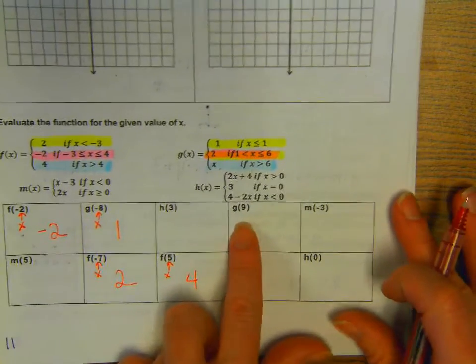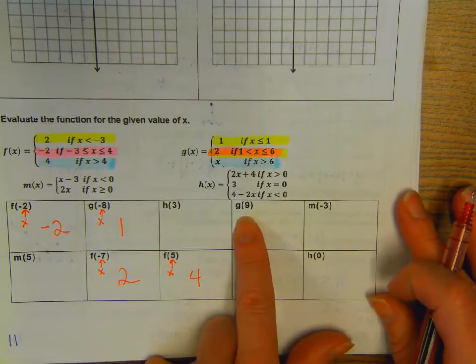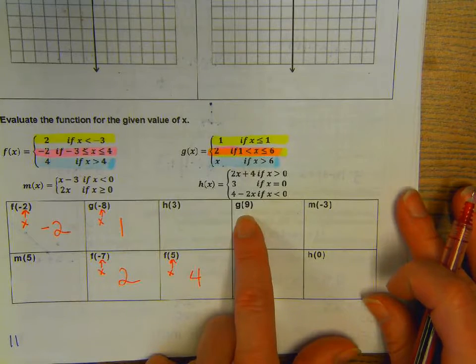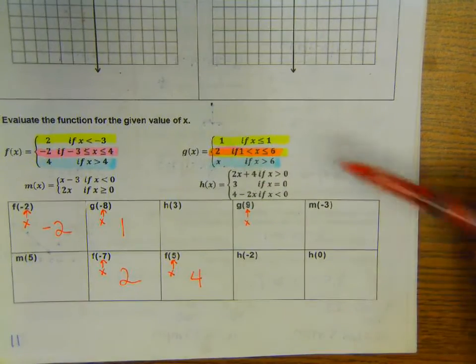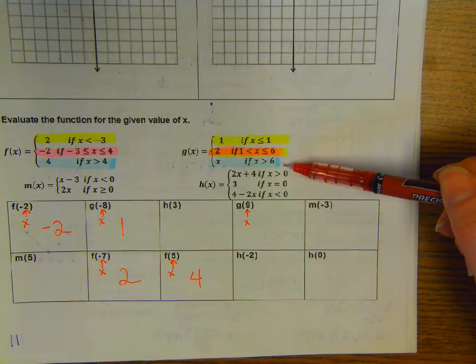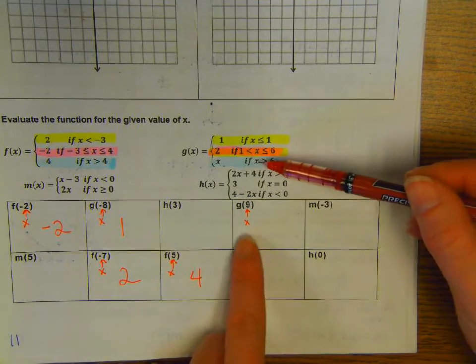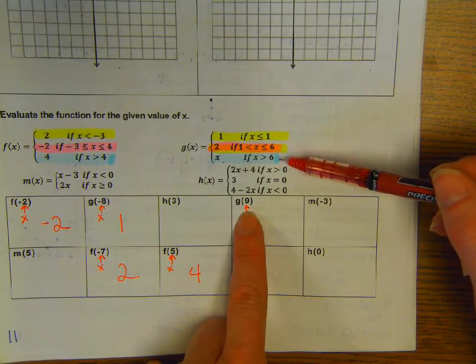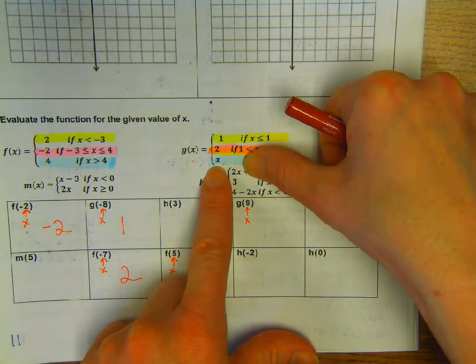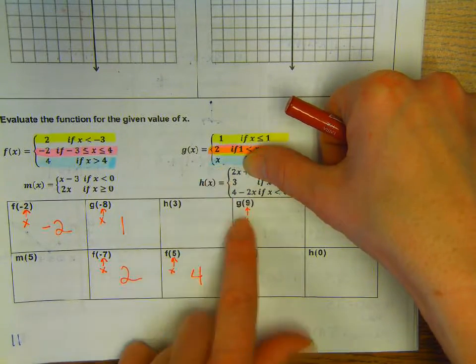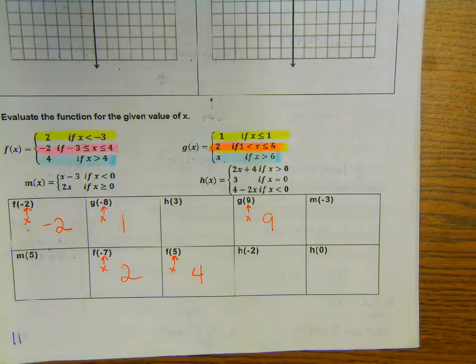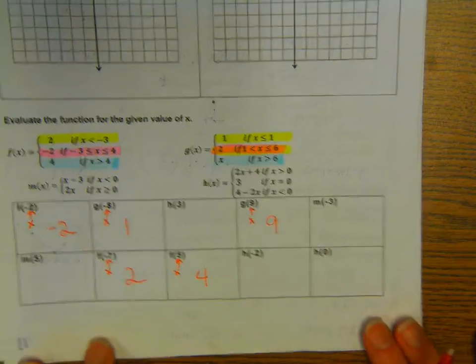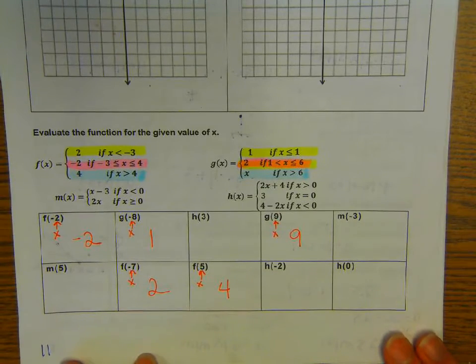Let's go over here. g of 9. All right, so this is my x value. So I'm going to use blue, because my x value is a number greater than 6, and it says it's x. Well, I don't write x down because I know what x is. What is x? 9. So let that sink in for a little bit.